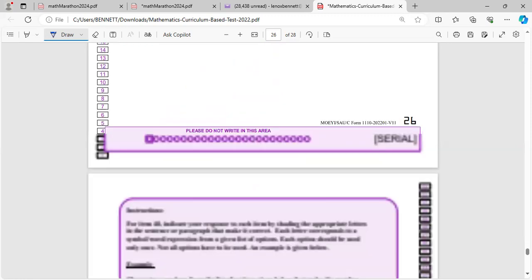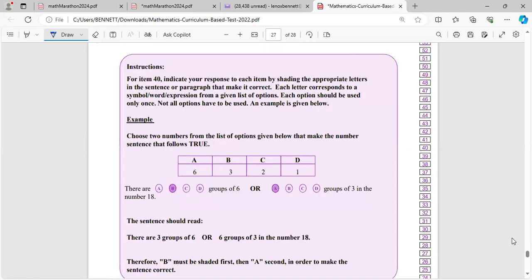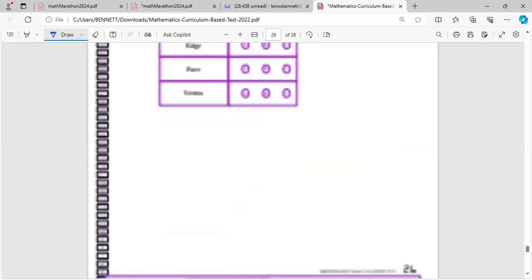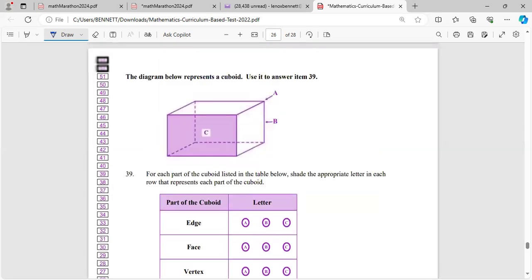So you're going on to 40 today. Wait, sir, no. That was the question. Wait, hold on, let me read. The diagram below represents a cuboid. Use it to answer item 39. For each part of the cuboid listed in the table below. All right, you can come back in about 5 minutes. All right, thanks so much.